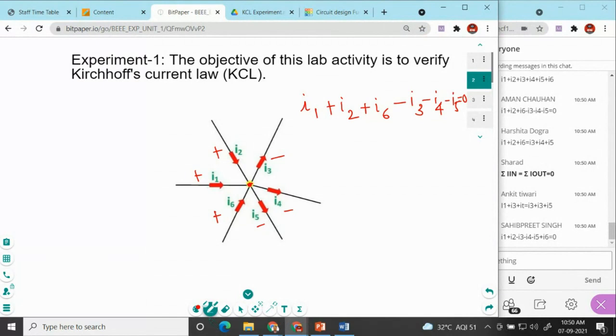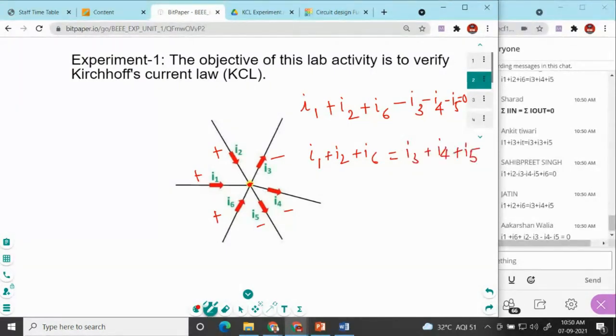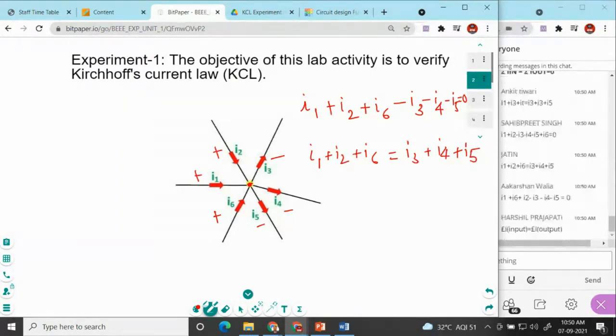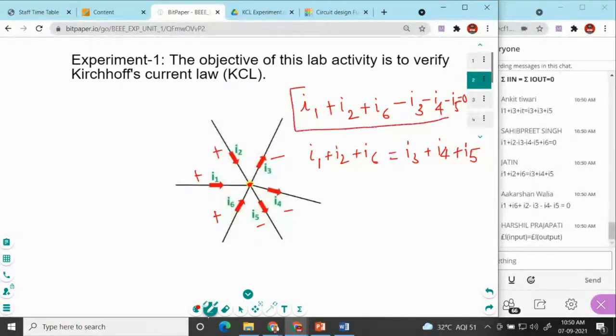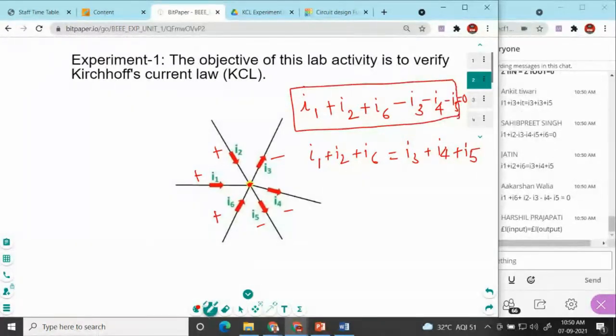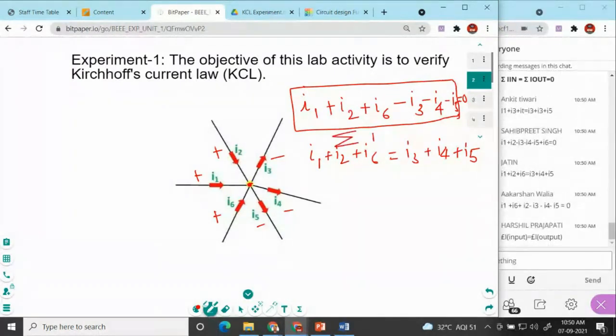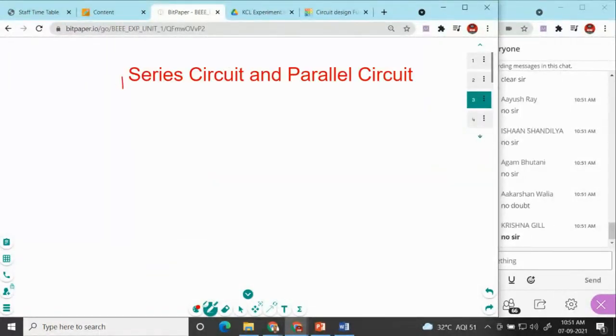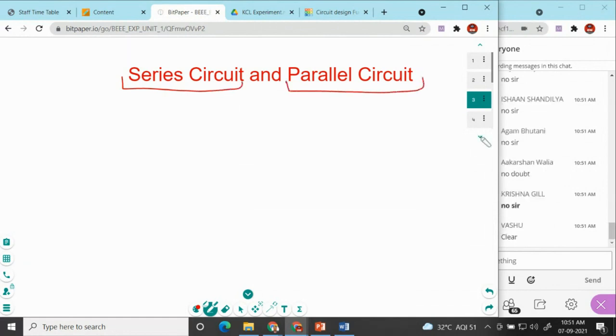Clear, everyone? Or you can also write I1 plus I2 plus I6 is equal to I3 plus I4 plus I5. Okay? Or you can also write that the algebraic sum of these currents is equal to 0. So how can you write this equation? The sum of all the algebraic currents is equal to 0.